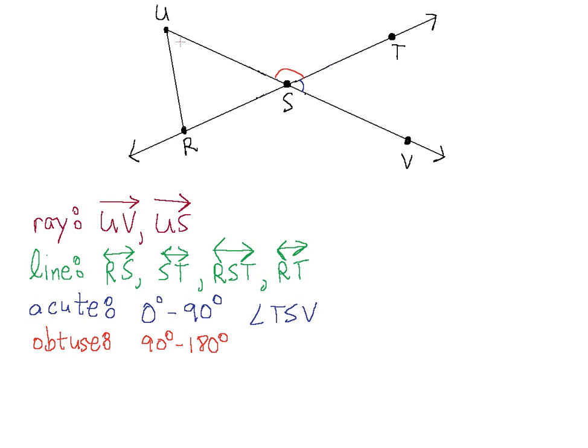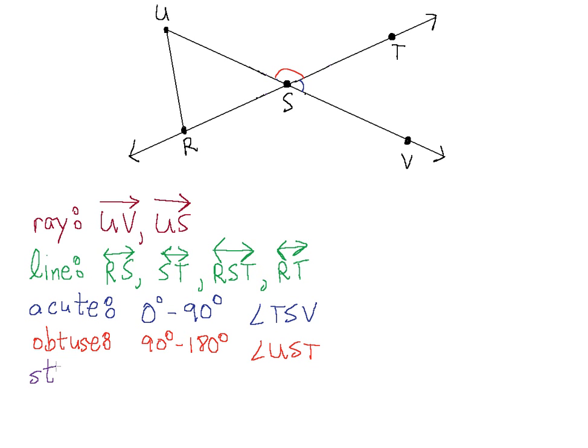UST is an angle greater than 90 degrees. So angle UST, or TSU, however you want to look at it, is an obtuse angle. We also have another one here, RSV, that's also an obtuse angle. Okay, let's take a look at the next one.